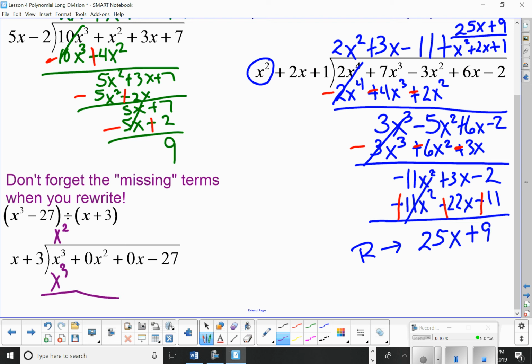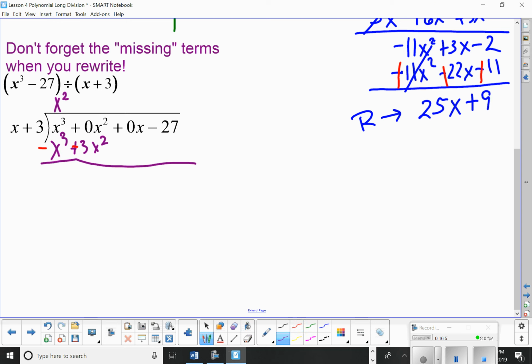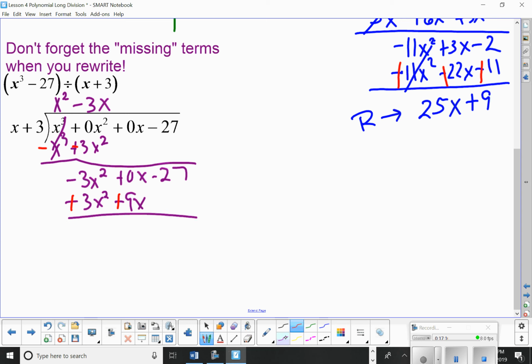We get x cubed, whoops, plus 3x squared. We subtract. Give myself some extra room. We subtract, and now we've got negative 3x squared plus 0x minus 27. This will go in minus 3x times. Negative 3x squared minus 9x. Gotta subtract. 0 pair, 9x minus 27. X will go into 9x 9 times. So I get 9x plus 27.